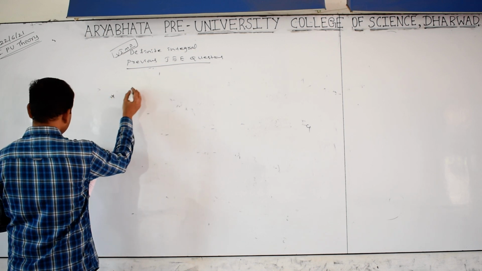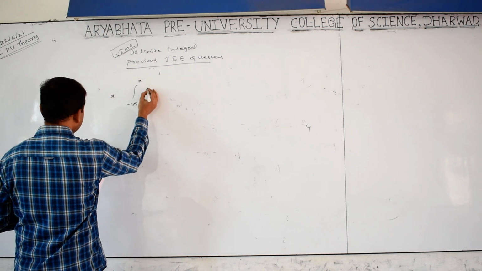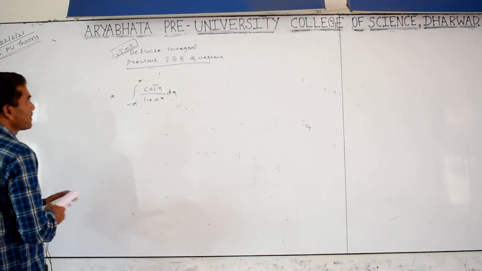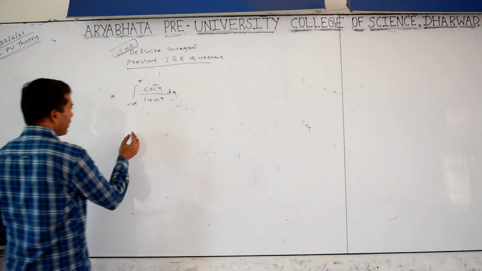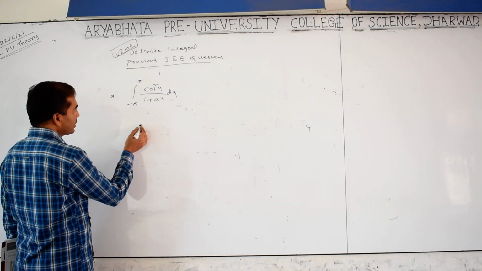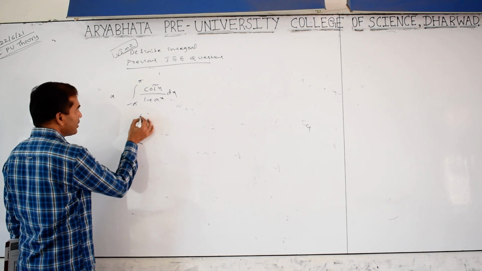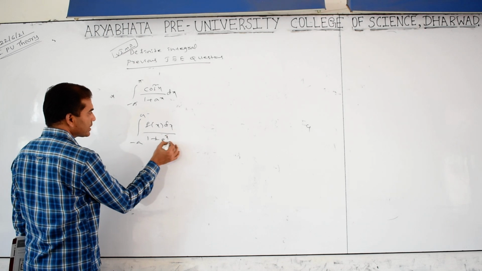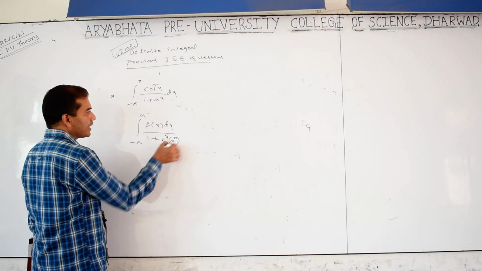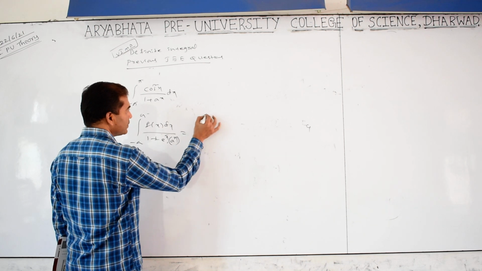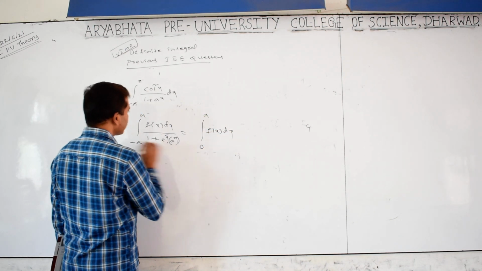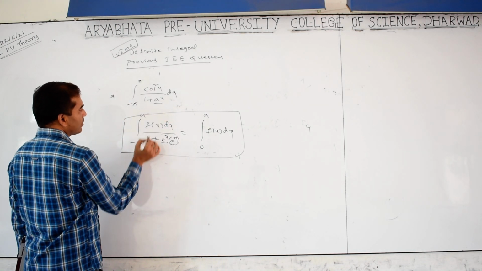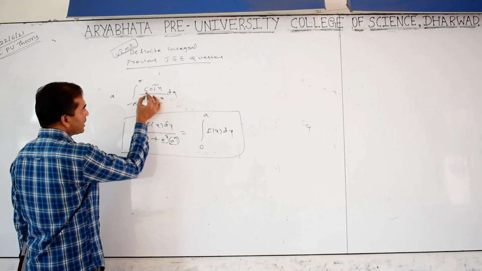Next question: integration from minus pi to pi of cos square x by 1 plus a power x dx. I said one formula in a previous video during the CET coaching: integration from minus a to a of f(x) dx by 1 plus or minus either e power x or a power x. In that case, the answer is integration from 0 to a of f(x) dx. This is most important. Here, f(x) is cos square x.